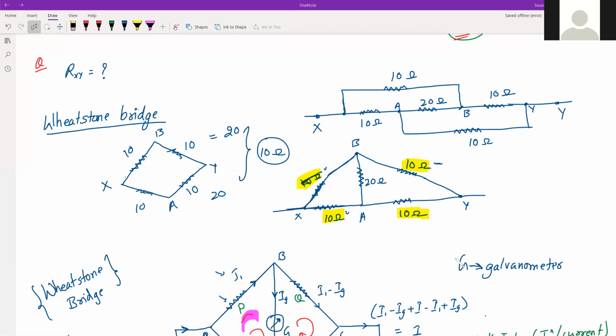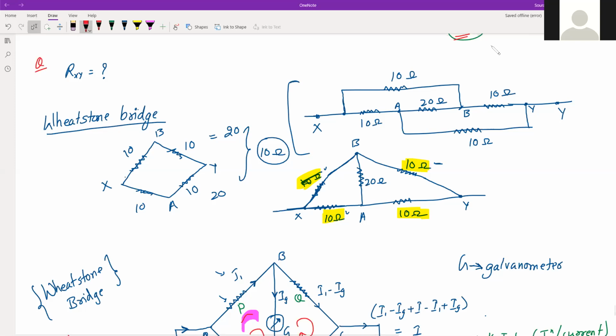So I hope you understood this problem as well as the concept of the Wheatstone bridge and the balanced Wheatstone bridge. A Wheatstone bridge, if it is balanced, simplifies our circuit. So what we see here is that this was the question given. This is what was given to us.